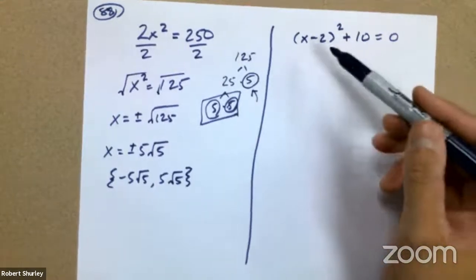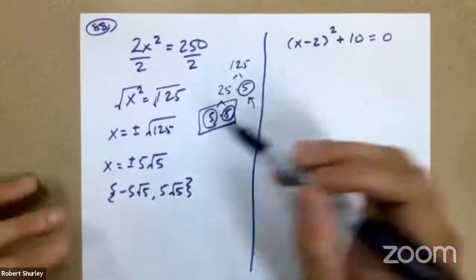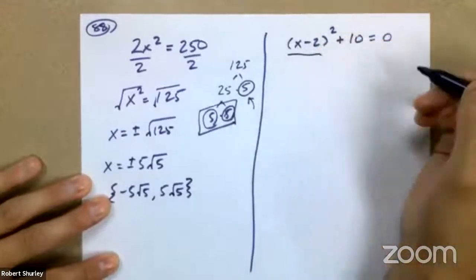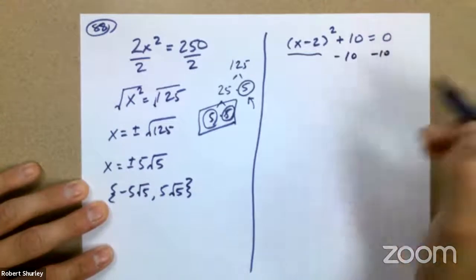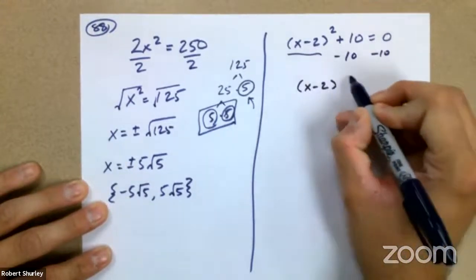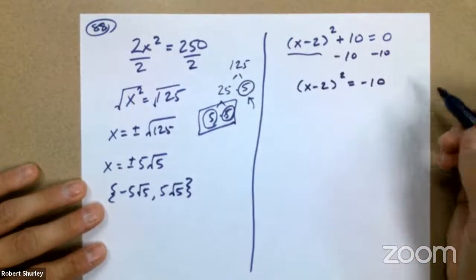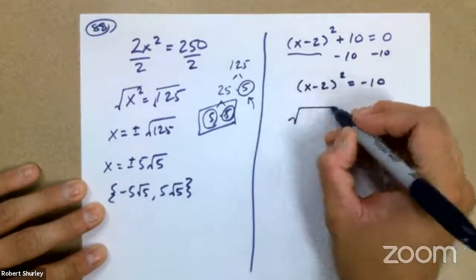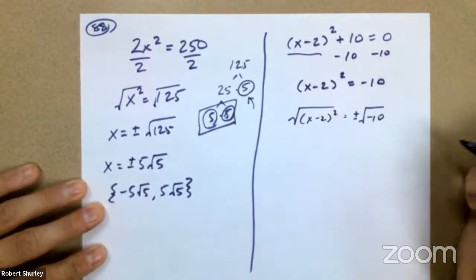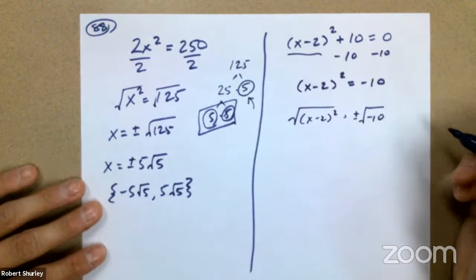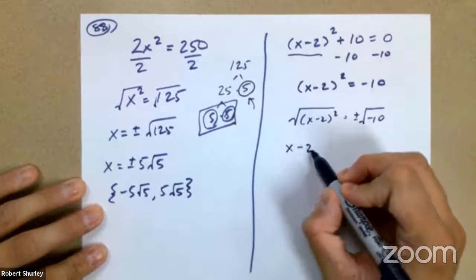So you can use the square root method on this as well, because if you go back to those steps, remember, number one, I said isolate whatever is being squared. Well, x minus 2 is what's being squared. So I've got to move the 10 over, and I wind up with x minus 2 squared equals negative 10, right? Take the square root of both sides.